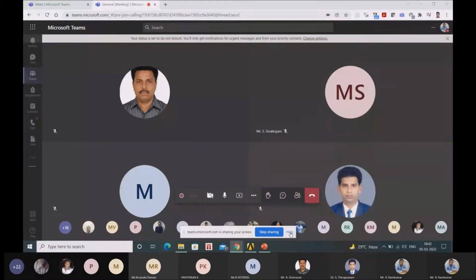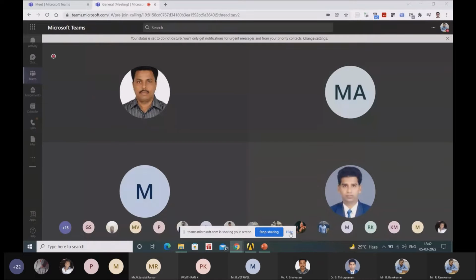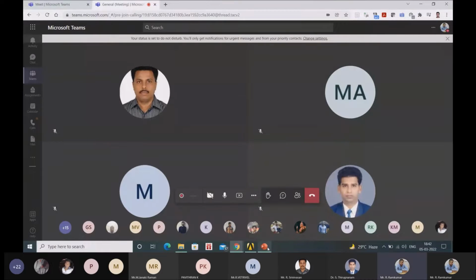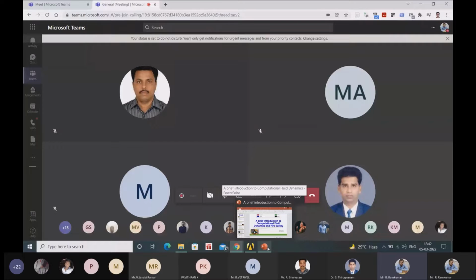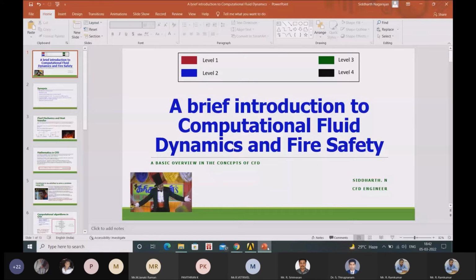If somebody can give a thumbs up once they can see my screen, or tell me that you can see my screen, it would be good. Yeah, your screen is visible, Siddharth. We are able to see your screen. Perfect. Right. I'll go right ahead and start the presentation.